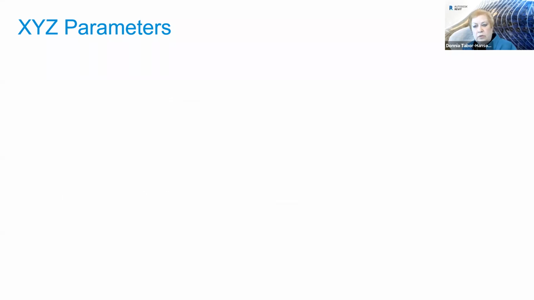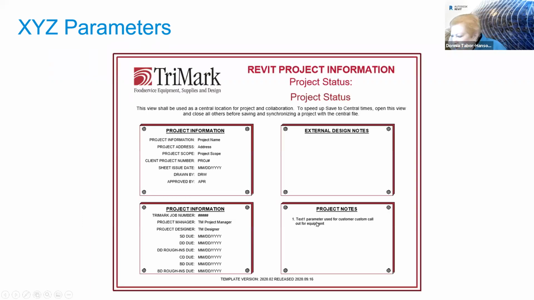Now, if you use one or two of these in a customer project, you may want to take note of these. Text one parameter used for customer custom call out for equipment. And we have a place on our title block that says project notes. So that's where you want to put these down there. A potential issue with custom subcategories, they will carry through to the project when loaded. So be sure you use names that you don't mind having in the project environment.